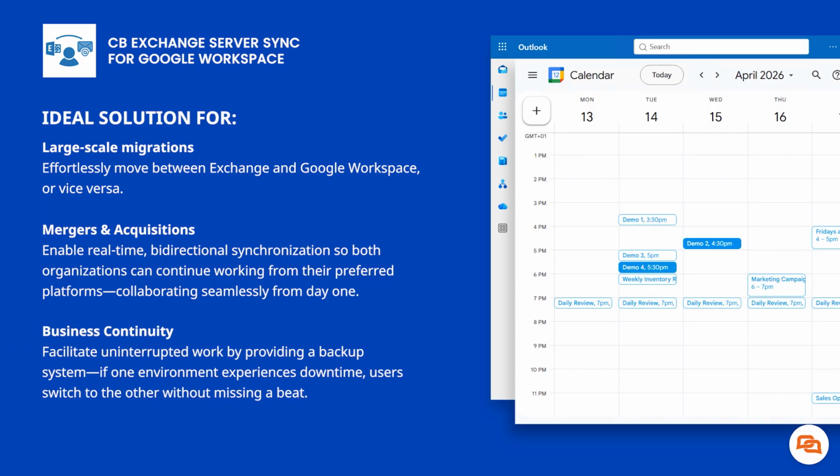Business continuity. Facilitate uninterrupted work by providing a backup system. If one environment experiences downtime, users switch to the other without missing a beat. CB Exchange Server Sync for Google Workspace is packed with powerful benefits and built for maximum flexibility.